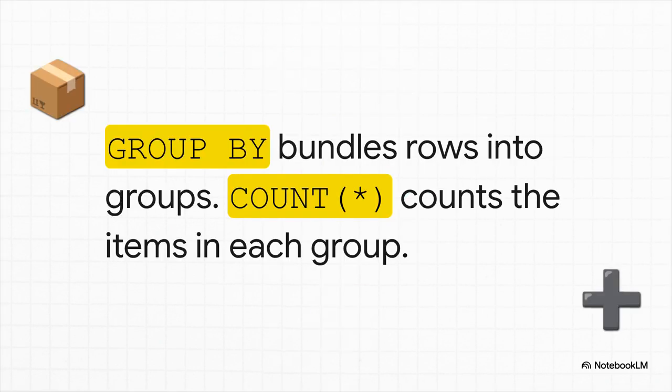To pull this off, we use 2 new tools working together. First, Group by Category tells the database to put all the electronics rows into one bucket, all the books into another, and so on. Then the Count star function tells it to count how many rows ended up in each of those buckets. So the key here is we're not just getting rows back, we're creating new summary data.